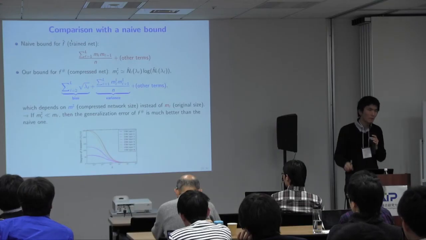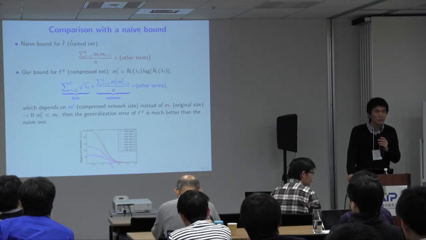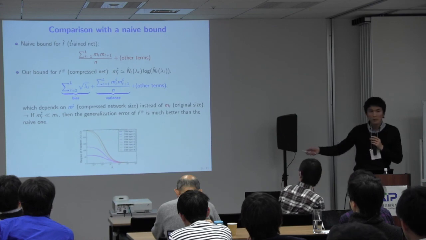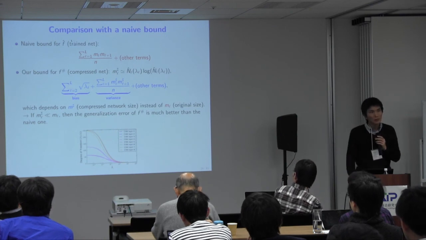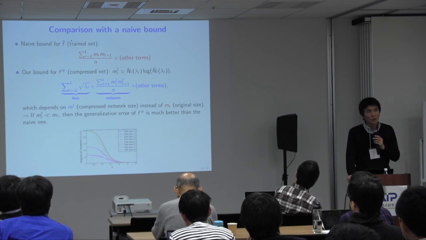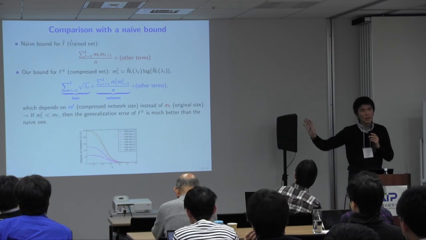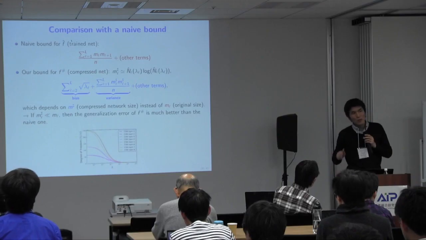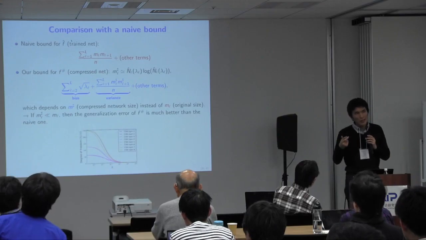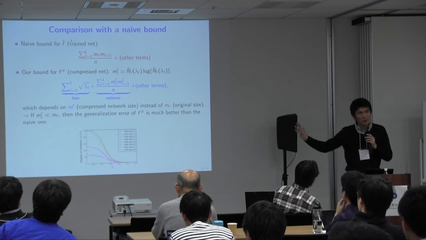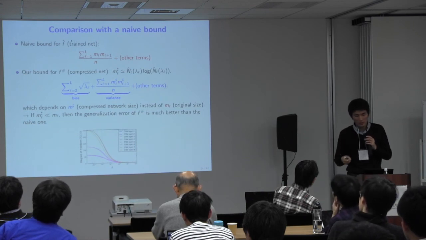Question: in your bias curve, the square root of lambda, is it the largest eigenvalue for every layer, or is it? No. Lambda L is any positive real number. Lambda L is not an eigenvalue. I should say that explicitly. Lambda L is any positive real number.